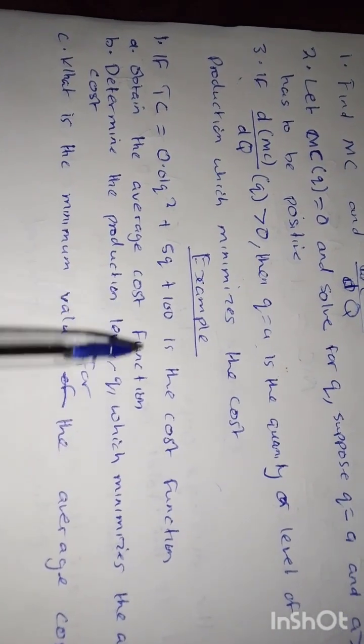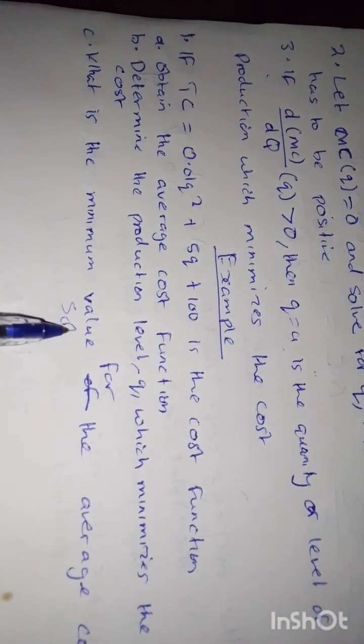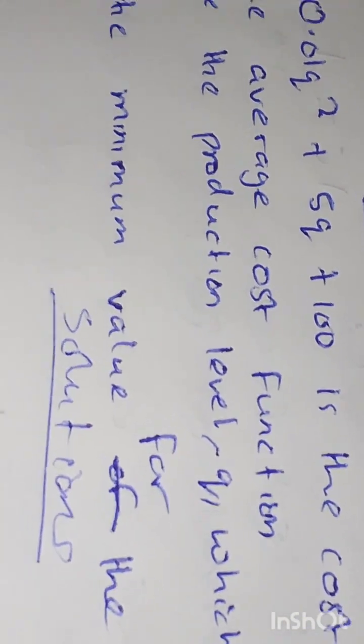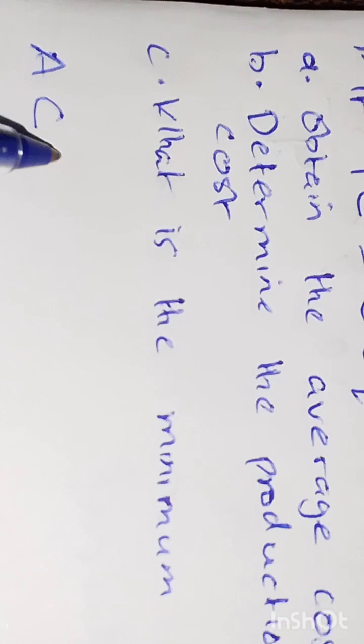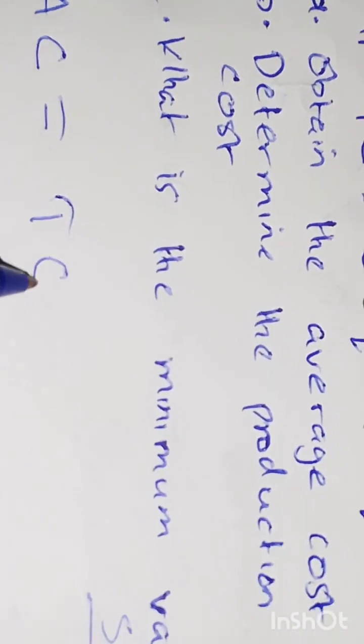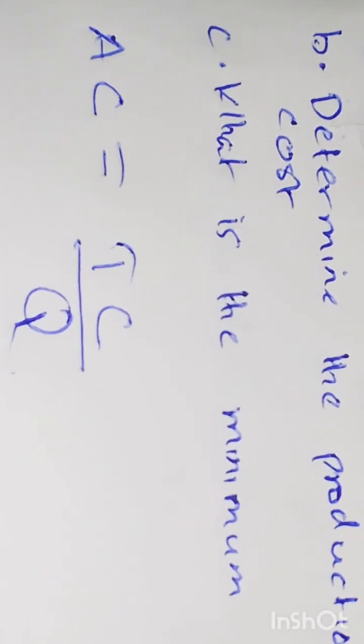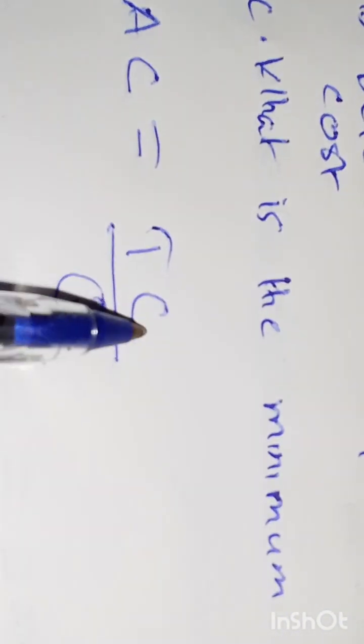So let's go to the example so that you understand what we are talking about here. The example is saying if total cost is equal to 0.01q squared plus 5q plus 100 is the cost function, obtain the average cost function. So let's go to solutions. We know that average cost is equal to total cost over q. This is the formula from the previous lesson.